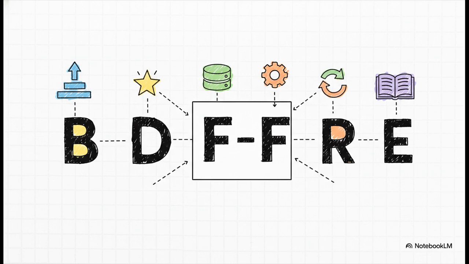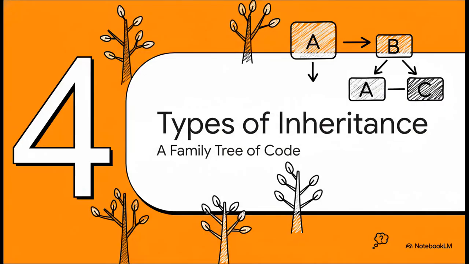Now, I've got a little exam hack for you to lock in those differences. Just remember the acronym BDFFRE. That stands for Bottom-Up, Data, Features, Functions, Reusability, and Examples. Seriously, just use that acronym as a checklist in your exam, and you'll hit every single important point for this question. It's a lifesaver. We are in the final stretch, I promise.